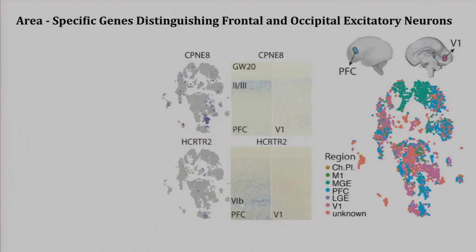Using this data set, we were, of course, able to identify molecular markers that are both layer or cell type and area specific. For example, CPNE8, which is a marker of upper layer prefrontal cortex neurons, and hypocretin receptor 2, a GPCR, a receptor for orexin, which seems to be selectively expressed in layer 6B or the subplate of the cortex.